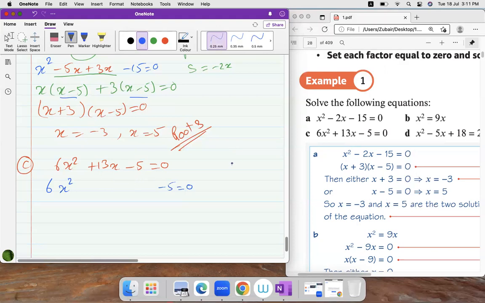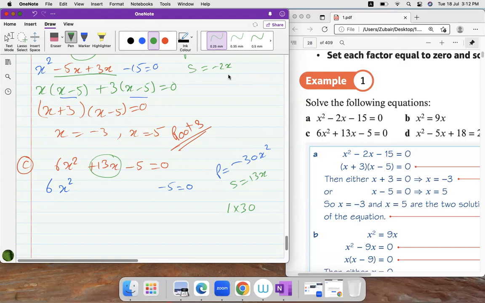6 times 5 is negative 30x square. Product must be negative 30x square, and sum must be 13x. So we're looking for our factors, and we see that 1 times 30 is 30.